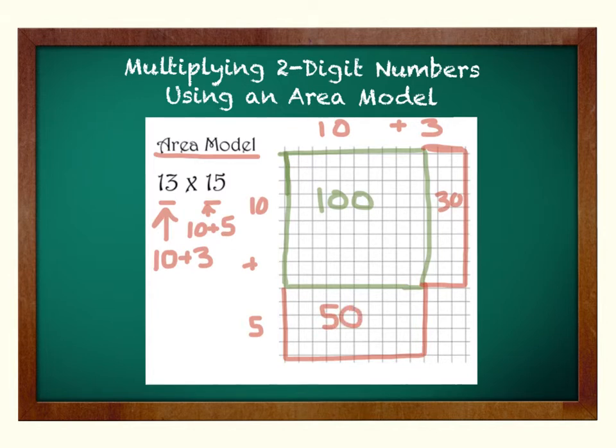And finally, I'm going to have to multiply 5 times 3, which is going to give me another 3 columns of 5. And there would be 15 blocks in here. Now, when I add all of these numbers up, 100 plus 50 is 150, 150 plus 30 is 180, and 180 plus 15 would give me my answer of 195.